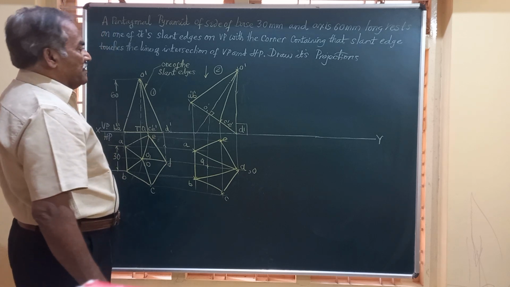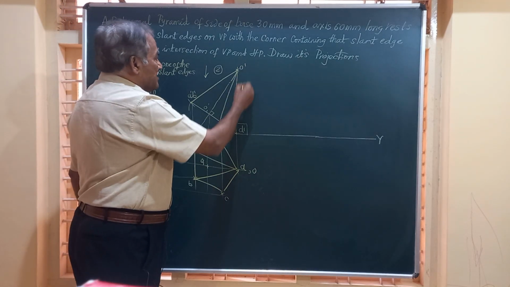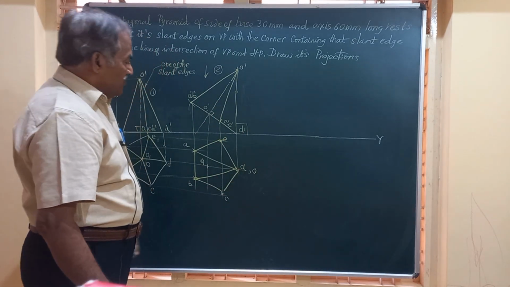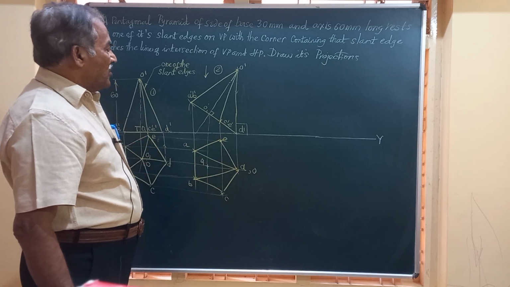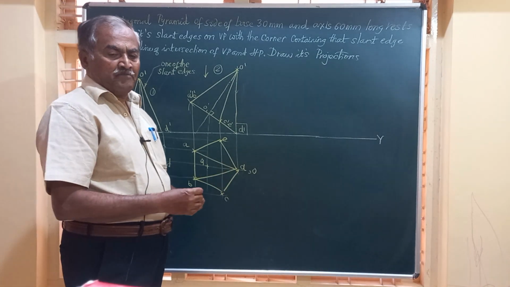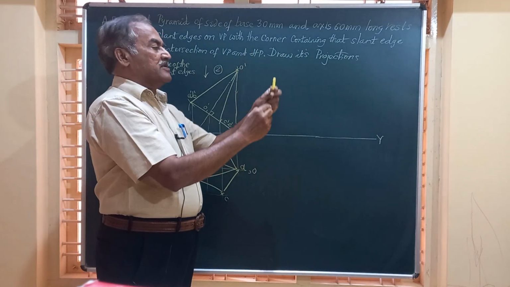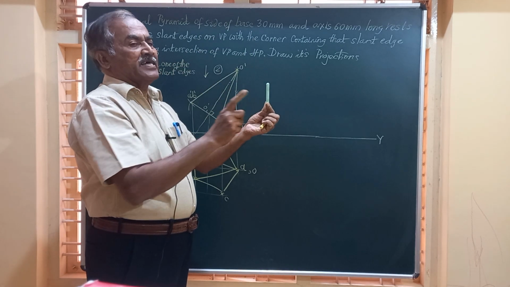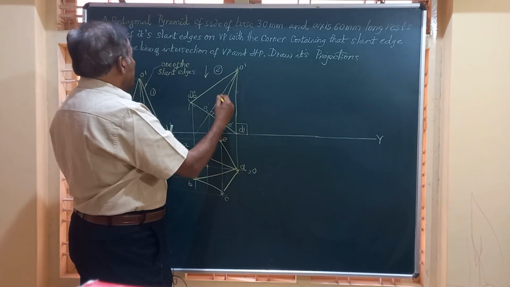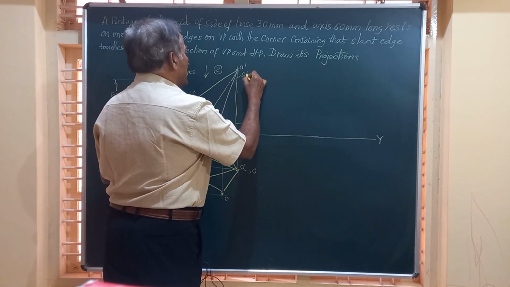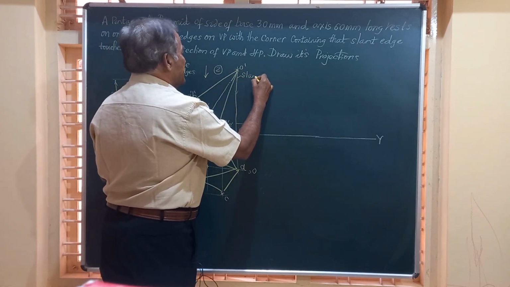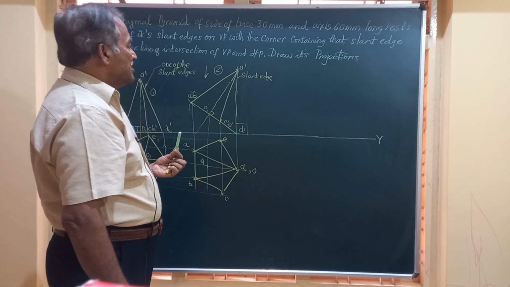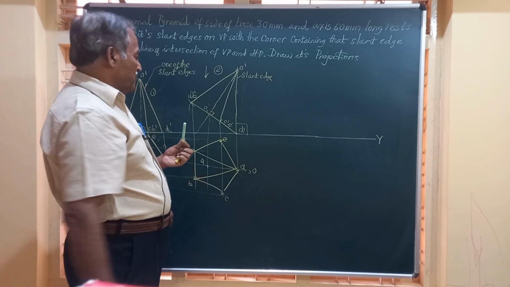Now friends, if you see here, this line O dash D dash is seen as a point in the top view. That is to say, whenever any line is vertical, the top view is seen as a point. So here, this O dash D dash is the slant edge. As you have written here, it is a slant edge that is perpendicular to HP as shown by this 90 degree. Friends, this is the corresponding top view for that.